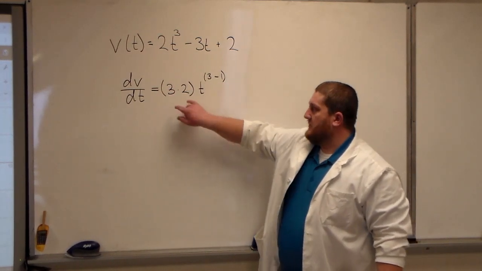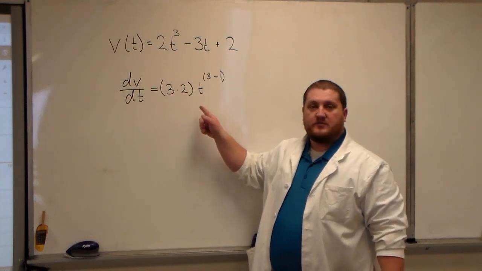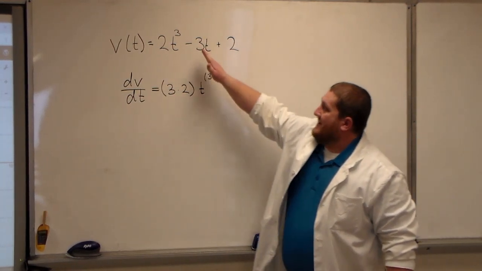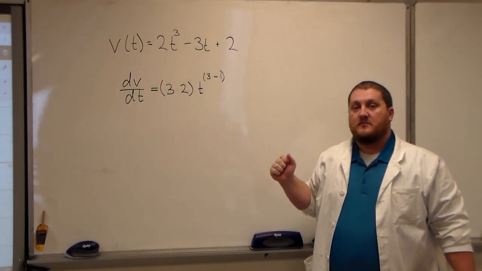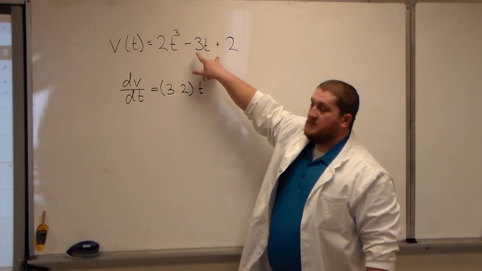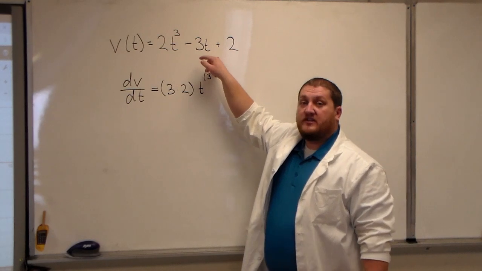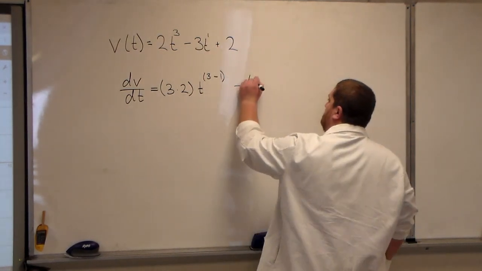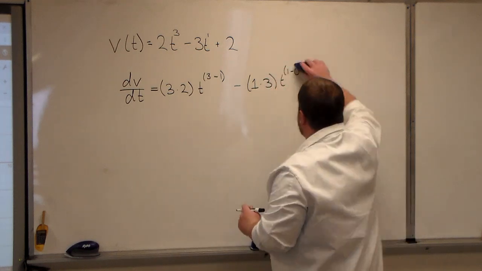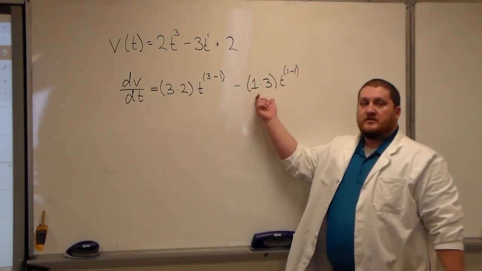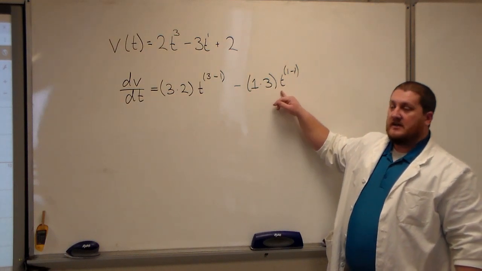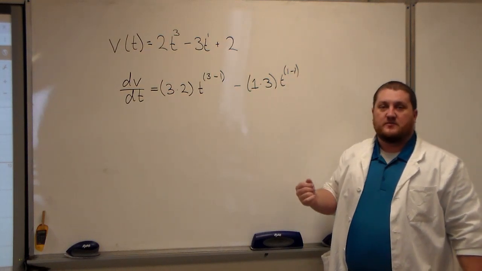So here's my first term. I have the exponent multiplied by the coefficient, and then the exponent minus 1. And I do that with each term. So let's look at this one. If I don't have an exponent, I can assume that it's 1. So for the second term, I have 1 times 3 times t to the 1 minus 1.